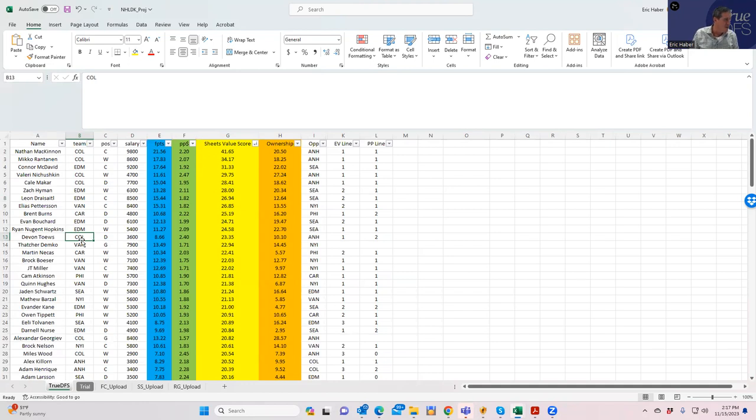What you don't see is a lot of value. Let's just take a look. Devon Toews, he's probably a good one-off value. Brent Burns, 4,800. That's not that low.